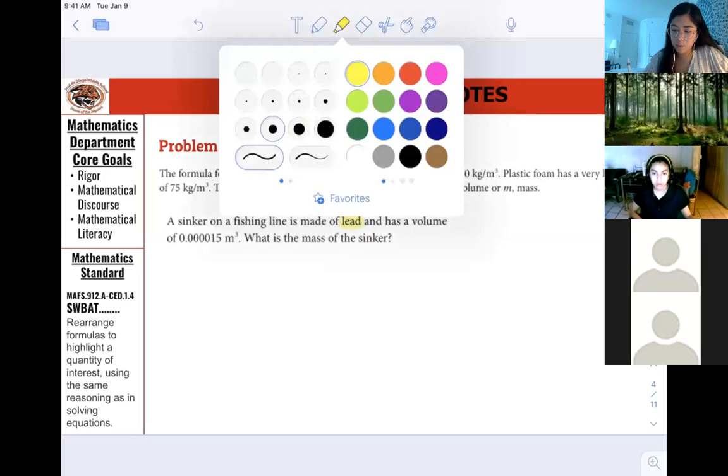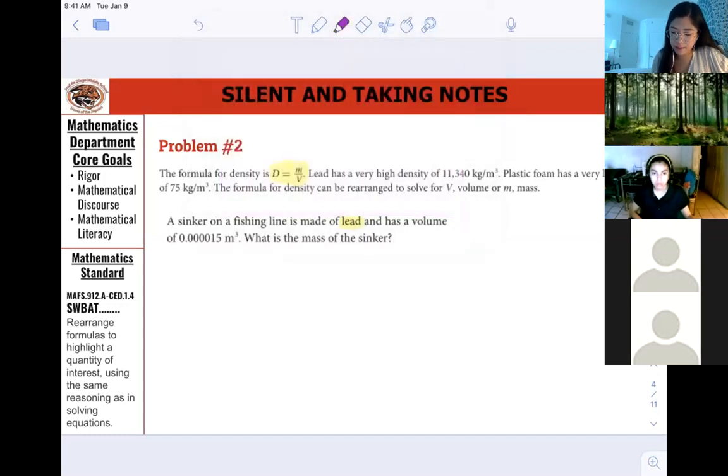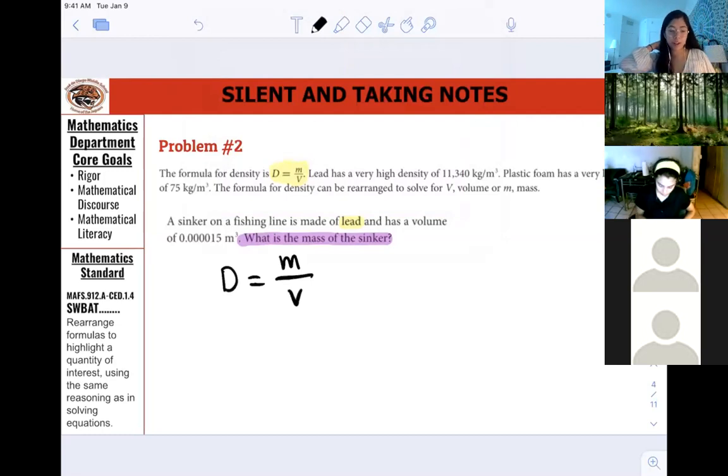So it's asking us, what is the mass? If we're looking for the mass, which of the three letters, the D, the M, or the V, do I want to isolate? The M. Good, exactly. So since I'm looking for the mass, I need to start off by isolating the M. So I start off with my original formula, and then I have to think which inverse operation should I use in order to get M by itself.